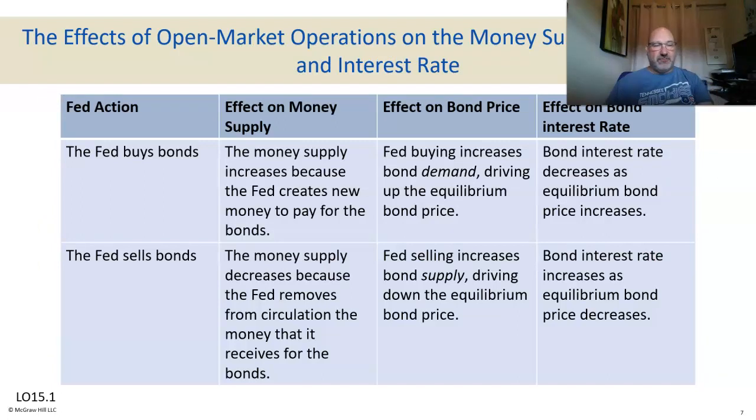So if the Fed buys bonds, the money supply increases because the Fed has created new money to pay for the bonds. The Fed buying increases bond demand, driving up the equilibrium bond price. On interest rates, the bond interest rate decreases as the equilibrium bond price increases. If the Fed sells bonds, the money supply decreases because the Fed removed from circulation the money that it receives from the bonds. Fed selling increases bond supply, driving down the equilibrium bond price. And bond interest rate increases as equilibrium bond price decreases.